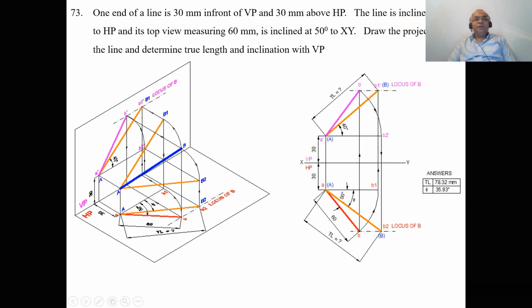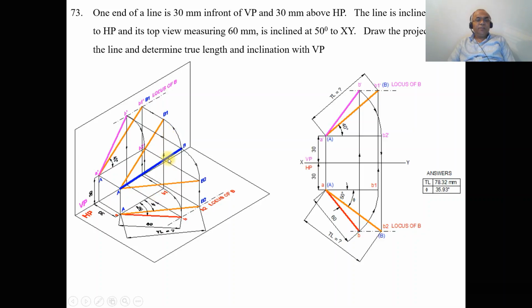And the line is inclined at 40 degrees to HP. As we know, this is the true inclination. The inclination with respect to HP is seen in the vertical plane, so we have to make the line parallel. To make the line parallel, you take the top view line and, with A as center, taking the radius AB, you rotate it so that you get AB1, the line which is parallel to VP.